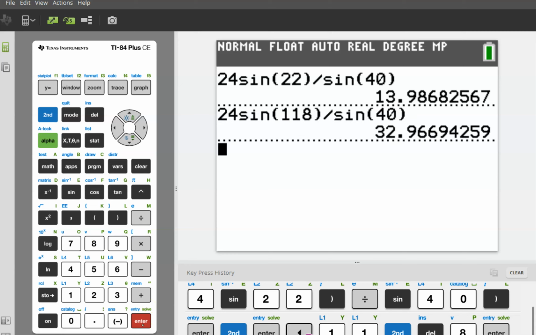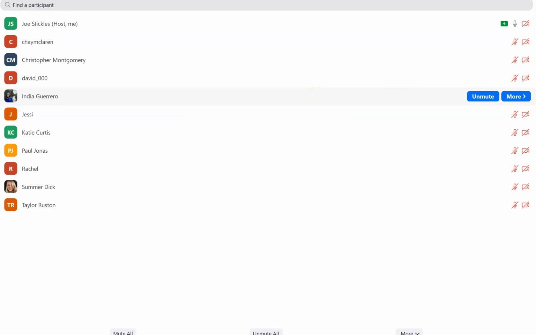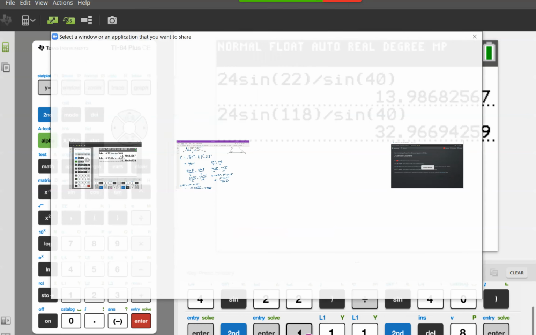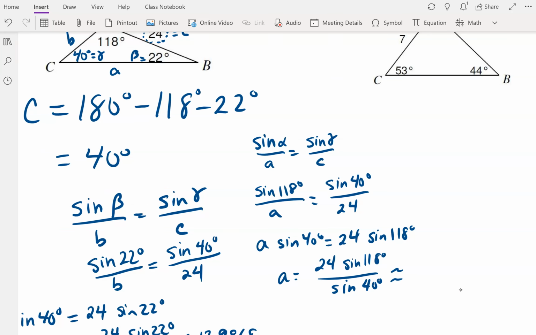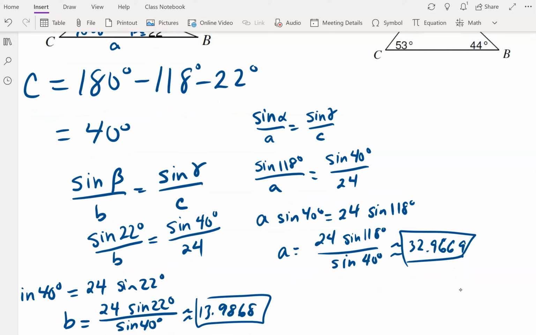So here's our last one, the 32.9669. So let me go back over. 32.9669. And we've now solved the triangle because we found the 3 pieces of information that were missing in the triangle before. So that's what it means to solve a triangle, is to find all the missing parts. Questions on that at all?